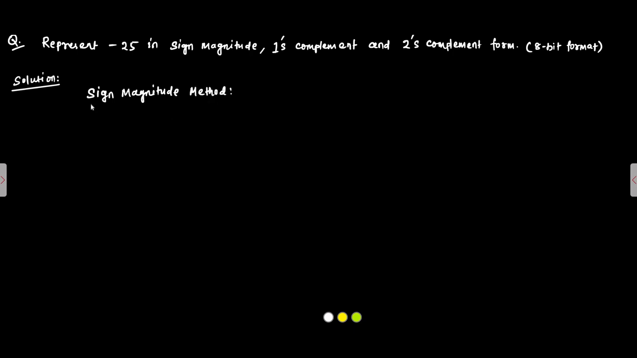In order to represent minus 25, first we have to represent plus 25. The first step is to split it into different parts with different powers of 2, with different weights. Here we can split it as 16 plus 8 plus 1. 16 plus 8 is 24, plus 1 is 25.